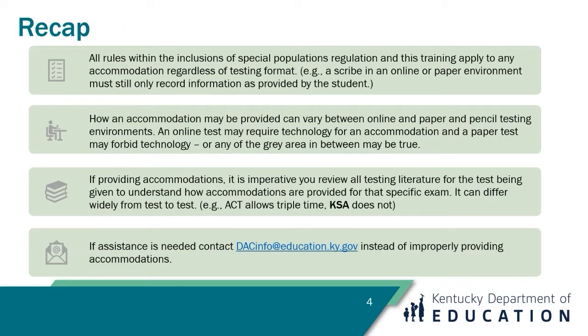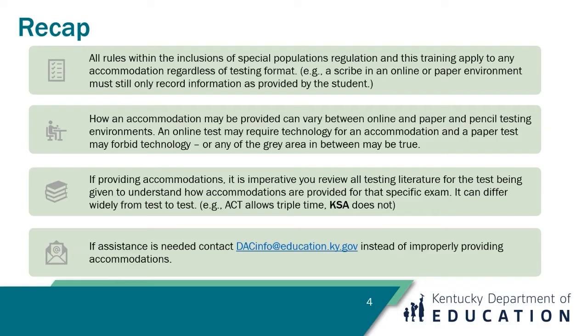To recap, the impact the testing environment has on accommodations. Number 1, all rules within this training and the regulation regarding accommodations still apply to any accommodation provided, regardless of the testing environment. A scribe, whether typing or writing, still can only record information as provided by the student. A reader, whether reading from a computer screen or a paper booklet, still may only read what is written within the test. Because online and paper and pencil tests are interacted with differently, how accommodations are provided can vary, but what an accommodation can provide does not change.